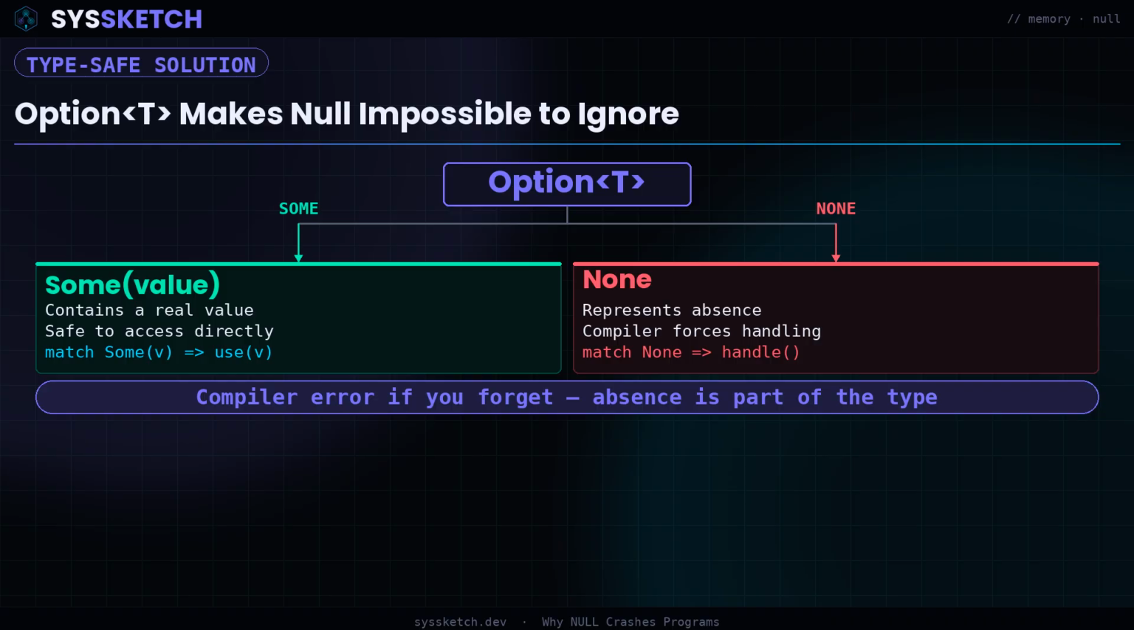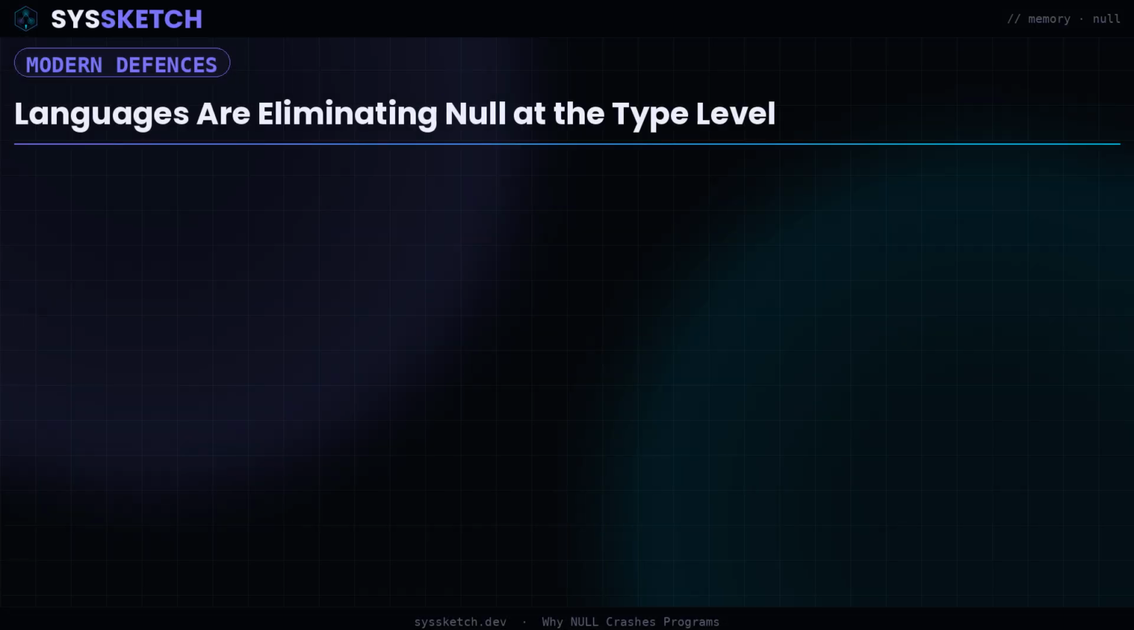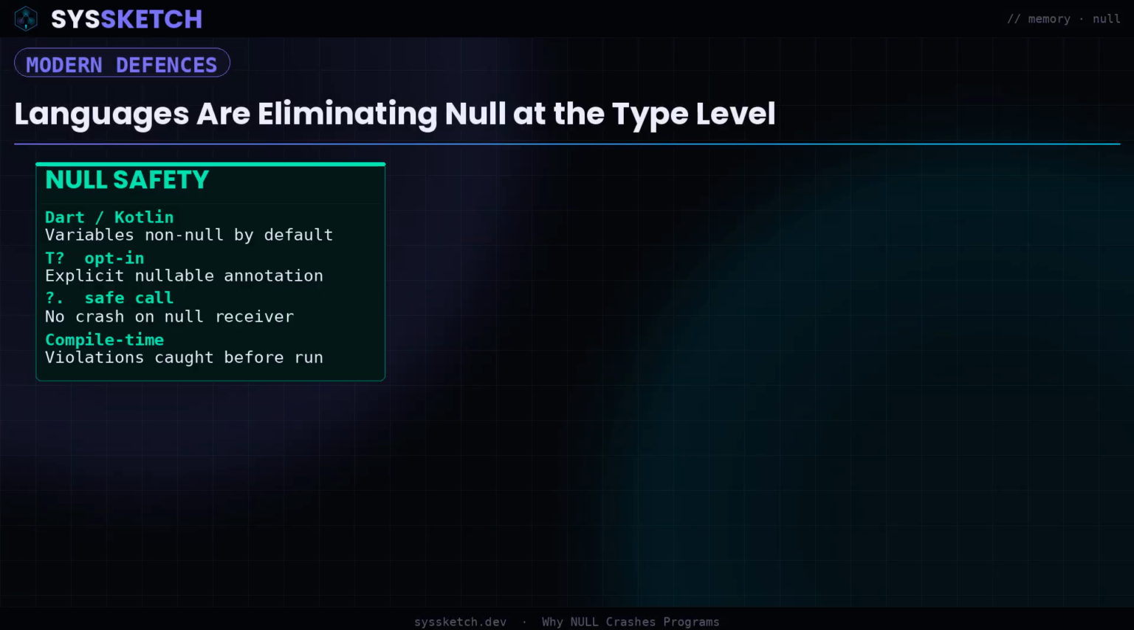Even Java and C# have retrofitted optional and nullable annotations respectively, though these are weaker because they are not enforced by the compiler across the whole language. If you are writing in a language that still has null, there are concrete steps you can take right now.